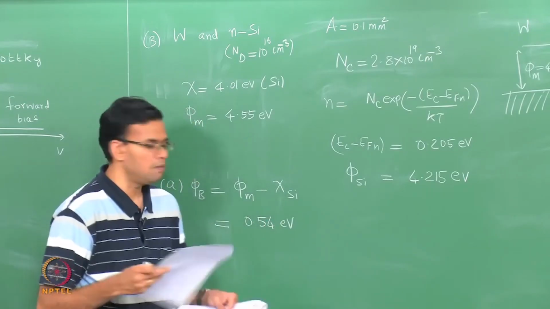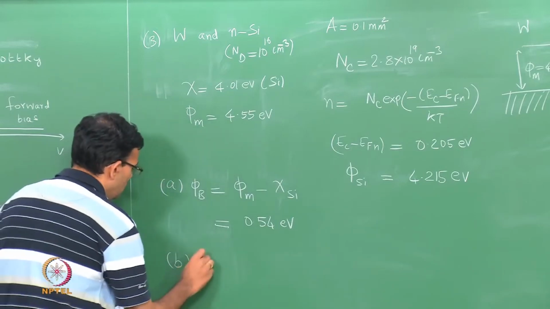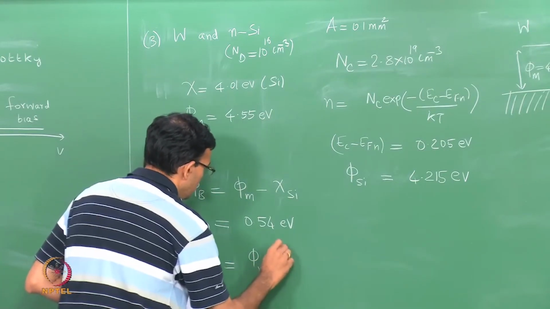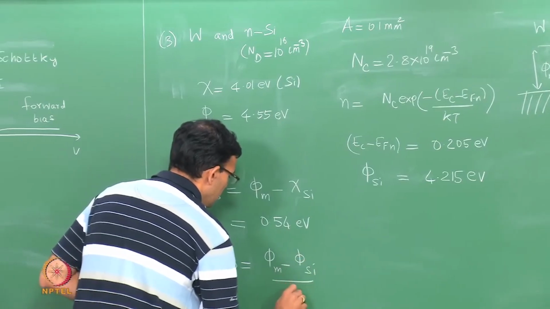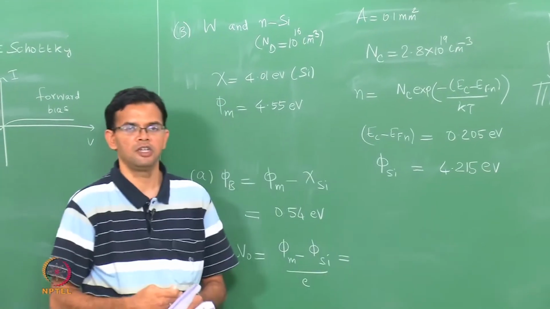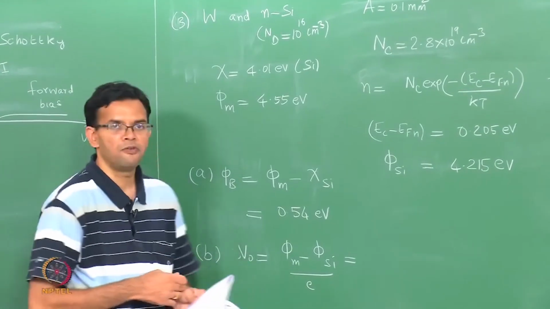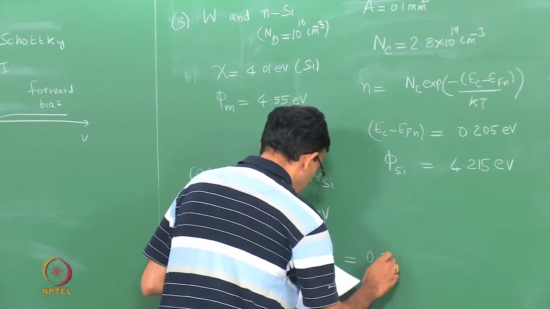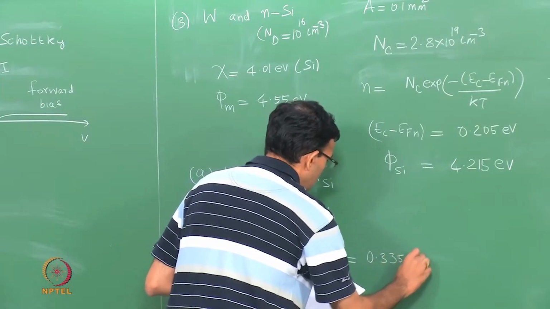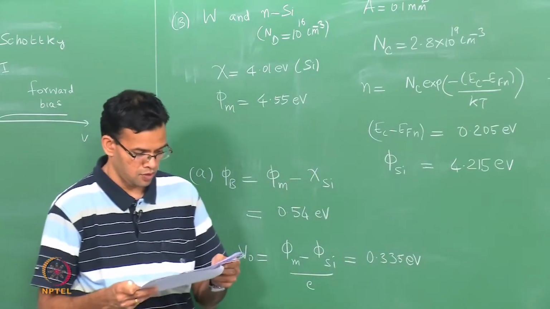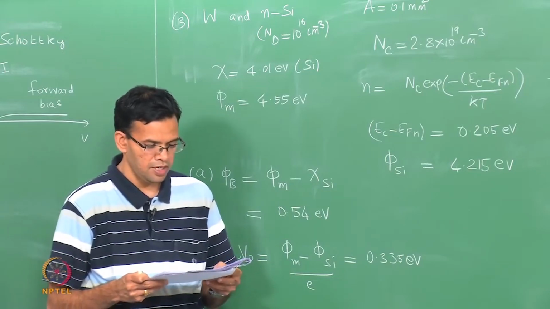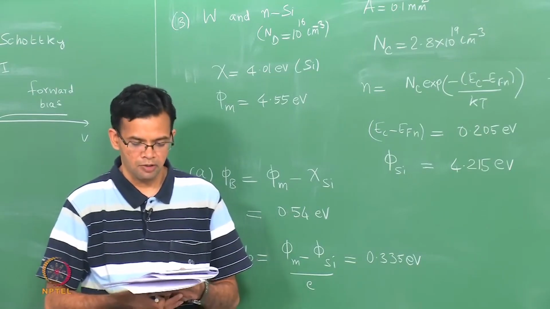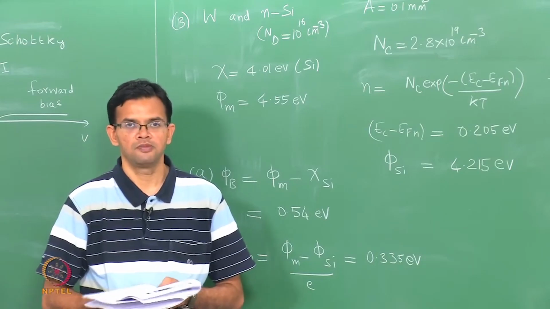Then we want to calculate the built in voltage. So, V naught is nothing but phi m minus phi Si divided by e. So, e is just to convert it from electron volts to volts. It is the difference between the work functions. So, this we can substitute, and the answer is 0.335 electron volts. In part C, we need to calculate the reverse saturation current and also the current when there is a forward bias of 0.2 volts across the junction.